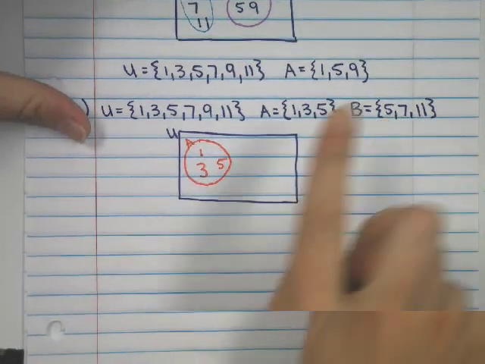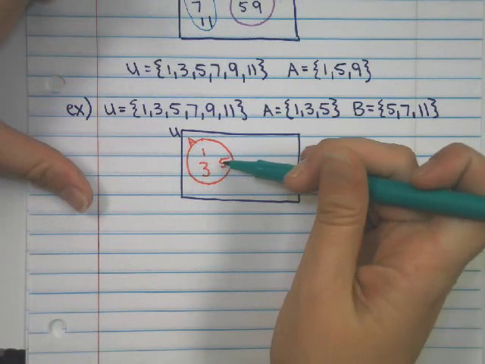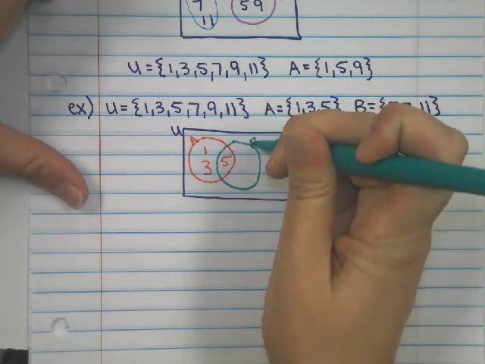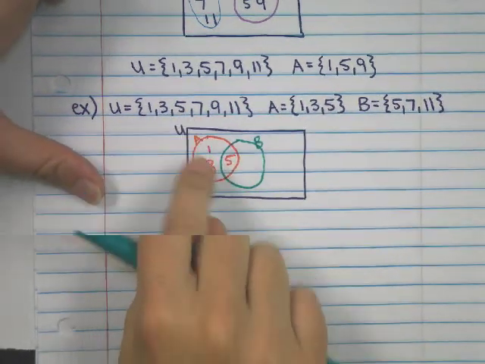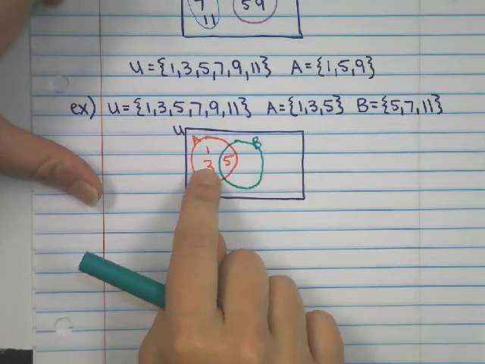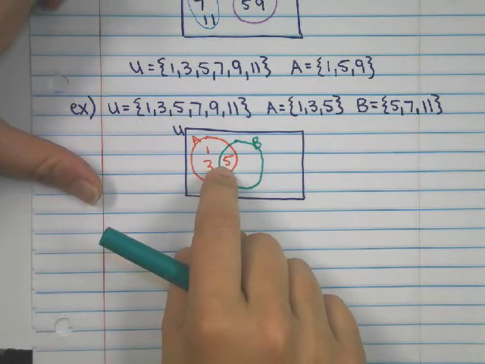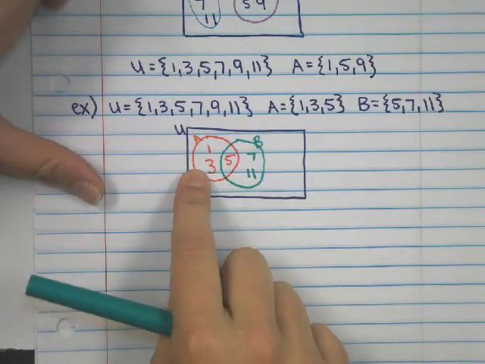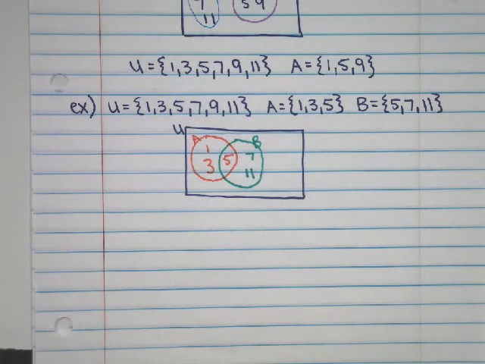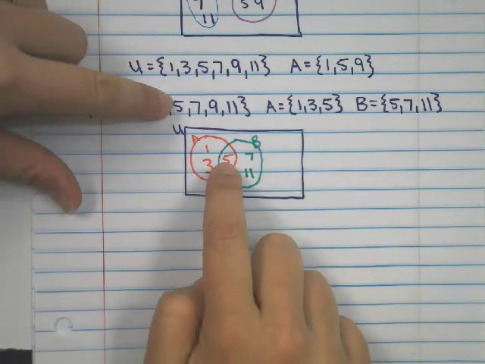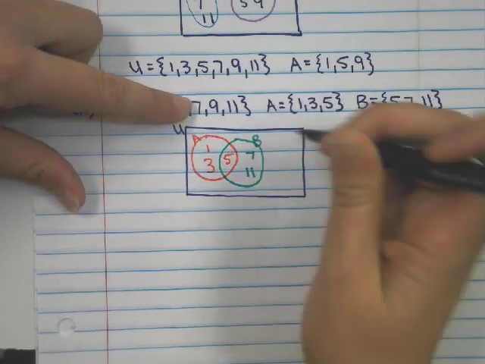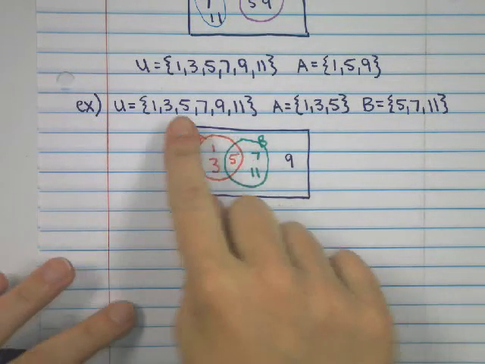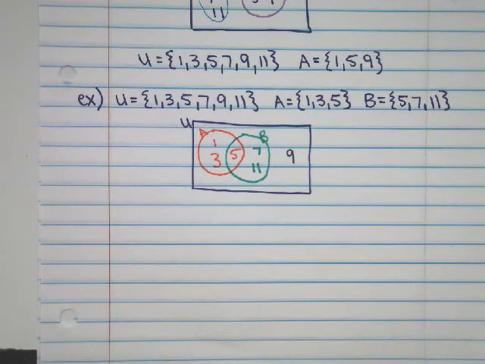Whenever I go to put B, I don't write 5 again. 5's already in my universal box, but 5 also needs to be in B. So this is where your Venn diagram starts to overlap. 5 needs to be in the universal set, so it's in the box. It needs to be in A, and it also needs to be in B. So they overlap at 5. 7 and 11 are only in B, so they don't need to be in the A circle. Then we need to check to see if there are any numbers that aren't represented. So 1, 3, 5, 7. 9 is not in A or B, but it is in the universal set, so it needs to be represented in the universal box. So this information will look like that on a Venn diagram.